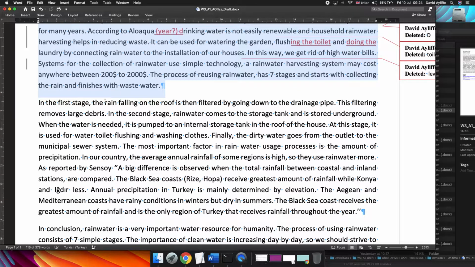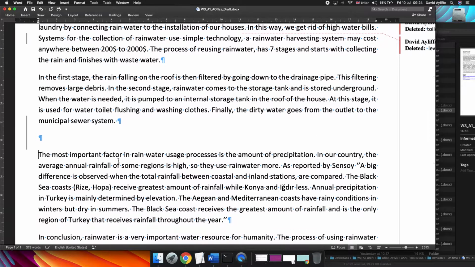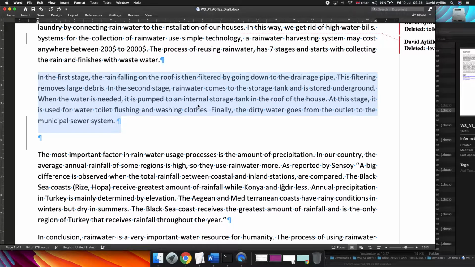In the first stage, the rain falling on the roof is then filtered by going down a drainage pipe. Good. This filtering removes large debris. Good. In the second stage, rainwater comes to the storage tank and is stored underground. When the water is needed, it is pumped to an internal storage tank in the roof of the house. At this stage, very good. Finally, the dirty water goes from the outlet to the municipal sewage system. Okay, good. Yeah? Maybe a bit more detail about using it in the washing machine, using it for flushing toilets.